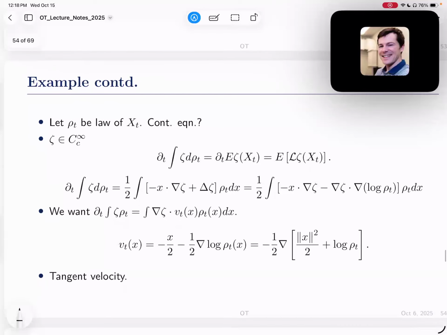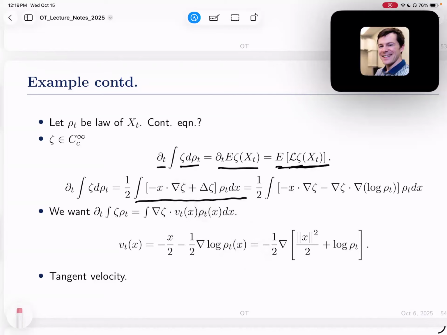So if I want to figure out what is the right continuity equation, I will plug in a test function. I will apply the partial derivative with respect to t, and that gives us del t of the expected value of zeta of X_t. Ito's rule or Dynkin's formula tells me that this is the expected value of the generator applied to zeta, applied to X_t. And so if you look into this object, the generator is given by minus x inner product with the gradient plus Laplacian, and the law of X_t is rho t, and so you integrate with respect to this.